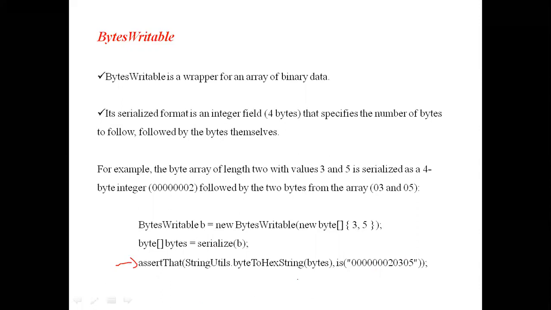That makes it clear that internally the serialized format of the BytesWritable object, the variable bytes, is this. Its serialized format is an integer field of 4 bytes that specifies the number of bytes to follow, followed by the bytes themselves. The first 4 bytes indicate the number of bytes following, and all the remaining are the actual bytes they are storing. This is the first part of BytesWritable.